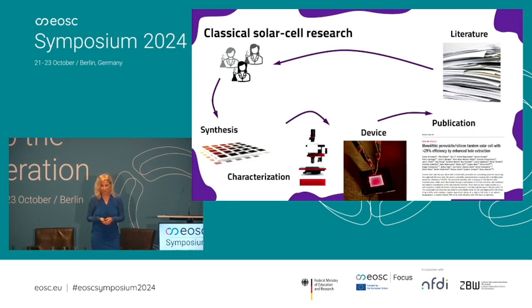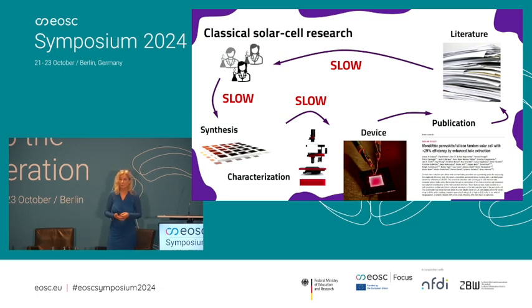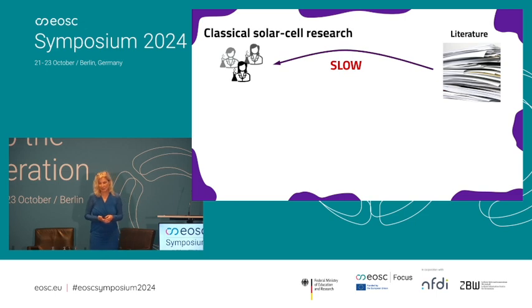So let me explain to you, again, with our daily research, how we work and why our research is so slow. Typically it starts from reading literature, right? Then the researchers decide what is the next material, for instance, to think about. Then they synthesize, again a slow process, and they characterize very carefully, then they grow a device, then they publish a paper, and the story goes on, right? So how to speed this up?